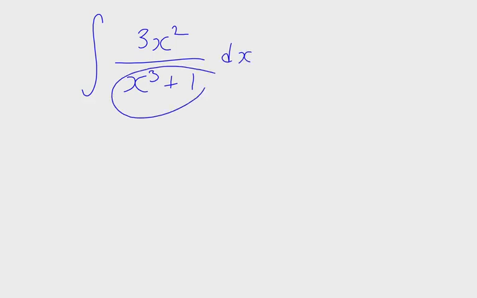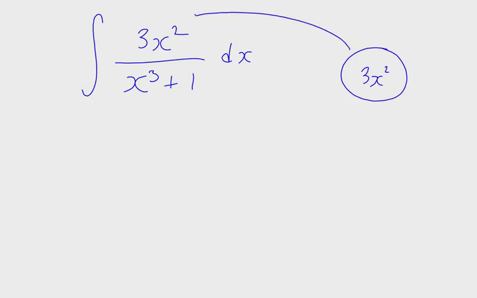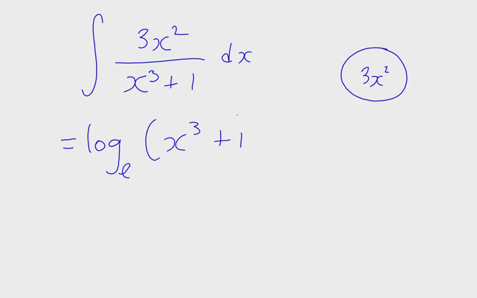Okay, so that's about that. Now another one, when you have the integral of 3x squared divided by x cubed plus 1 dx. Look at this function. If you differentiate it, you are going to have 3x squared. And this 3x squared is what we have at the numerator here. So therefore, the answer here will be natural log of x cubed plus 1, then plus C.